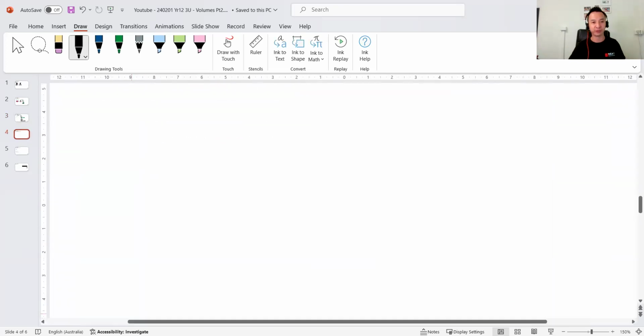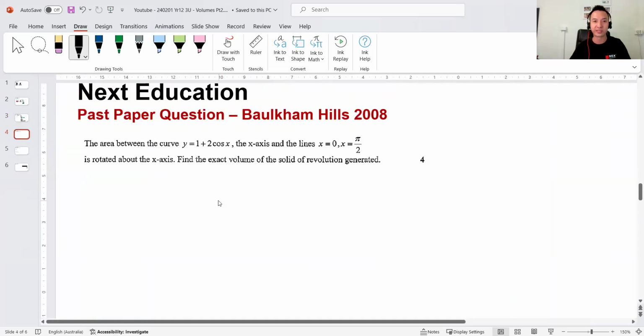Now, no diagram, right? Makes that a little bit harder. 4 marks, Bal Com Hills, right? Alarm bells, right? So let's see. I've got curve y equals 2 cos x plus 1, so that is a cos graph shifted up. And just be careful because the amplitude is doubled, right? Between x 0 and pi on 2, it's rotated about that.